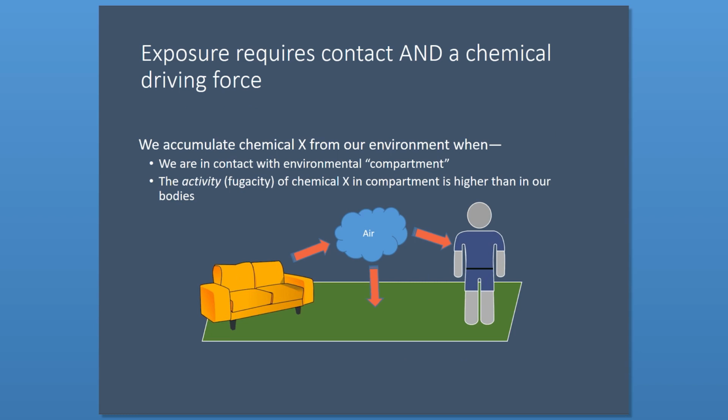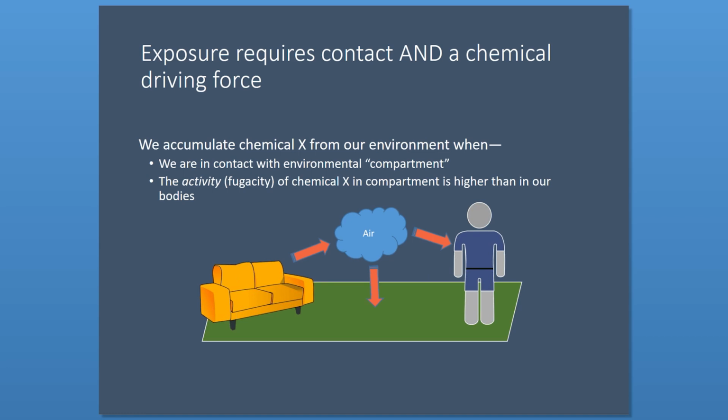When we talk about environmental exposure, we need a couple of things in place. We need to be in contact with an environmental compartment. Basically, if you're touching the air, you're in contact with that compartment, or if you're touching a couch, you're in contact. But we also need the thermodynamic activity of a chemical to be higher in that compartment than in you in order for it to move from that compartment to you.